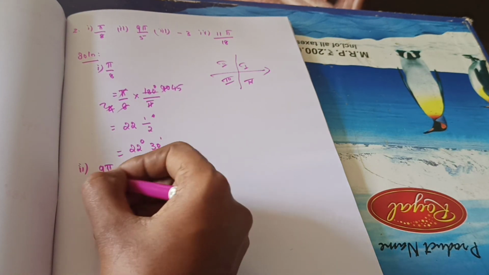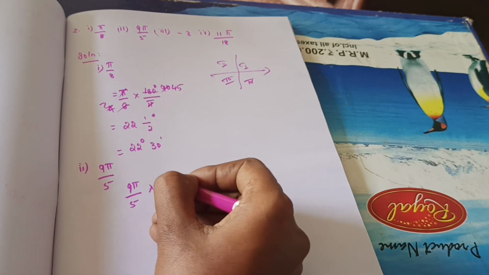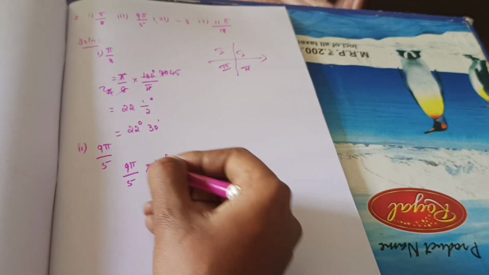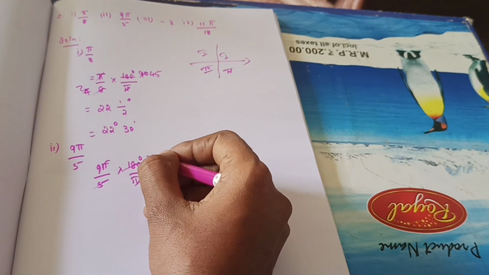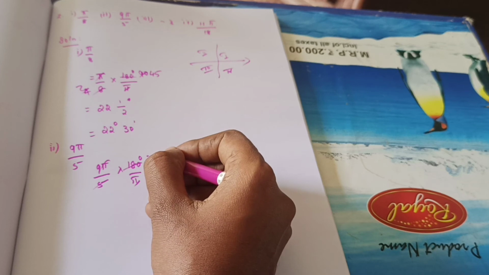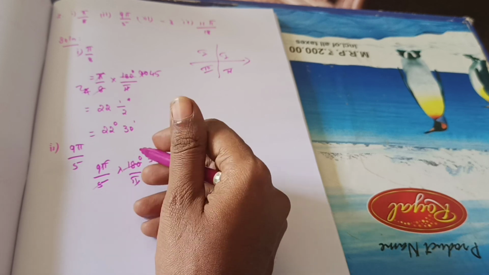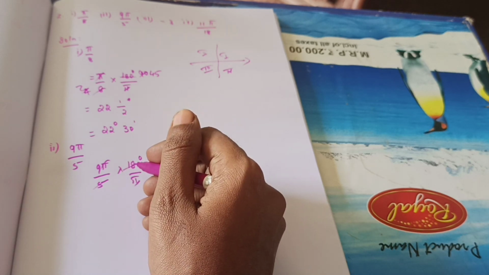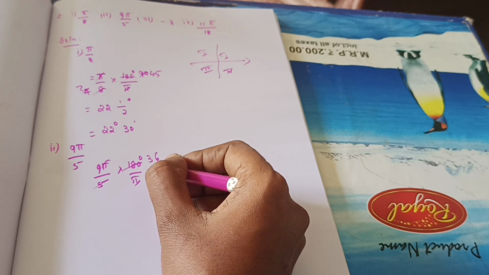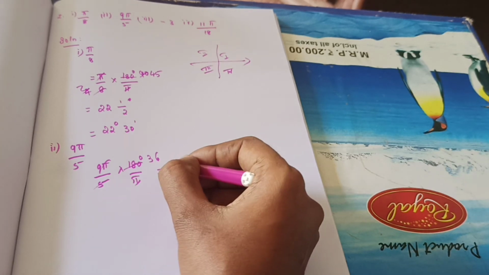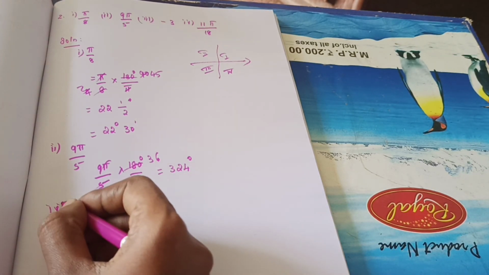In the same way you can calculate the next one, 9 pi by 5. What will you do? 9 pi by 5 into 180 degree divided by pi. Pi cancel. Again 5 means 36. 36 into 9. So you will get 324 degree. The next one, third one.